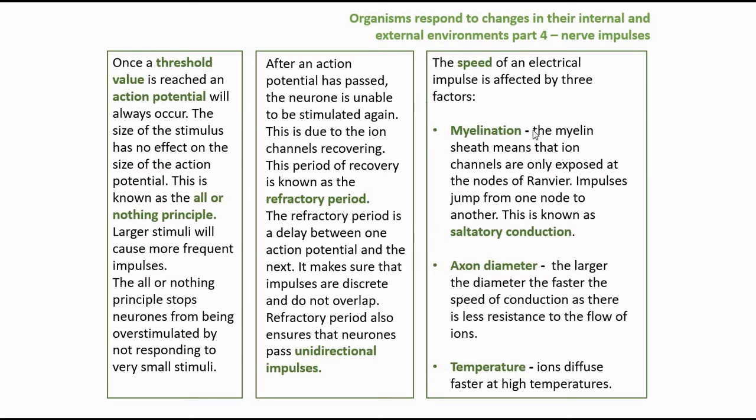Now, the speed of these impulses can be affected by a couple of things. We looked at saltatory conduction previously, so that's myelination of the neuron. And this jump, again, I apologise for the language here. You can write jump in the exam, but it'll be ignored. What you need to say is myelination causes a local current, which increases the rate of transmission.